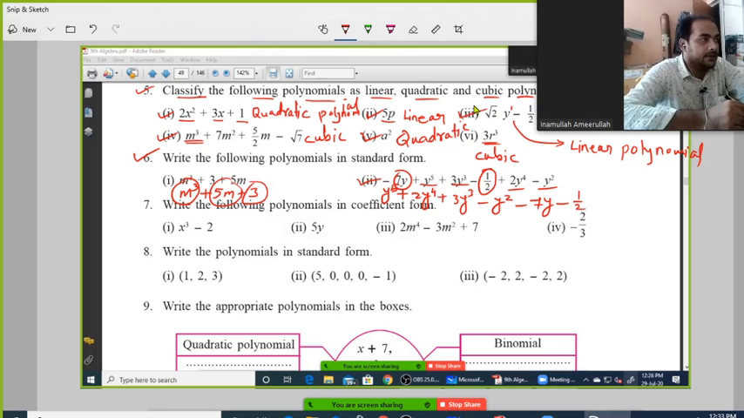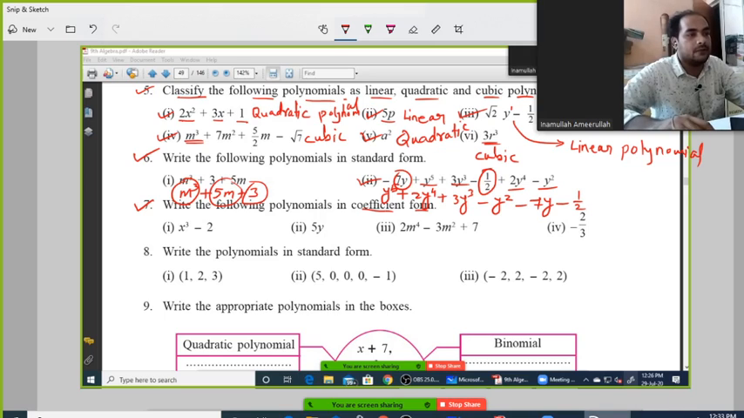Yes. Now let's take this question number 7. Write the following polynomials in coefficient form. Coefficient form, we know what is coefficient form. So first we will write the given polynomial in proper descending order, and then we can write the polynomial in proper coefficient form. So for example, this one, I'll do it on this canvas.